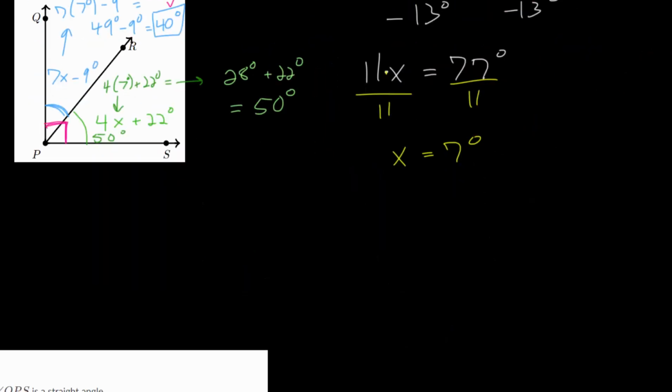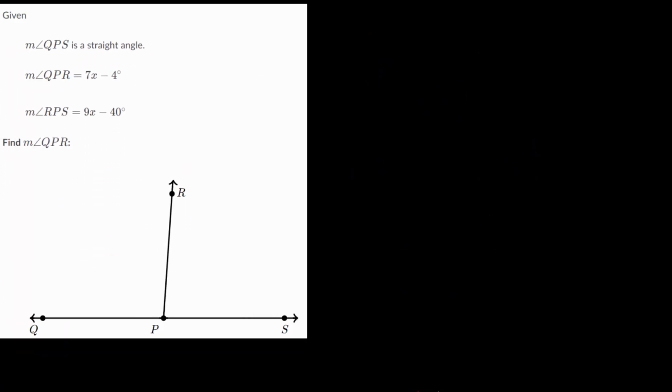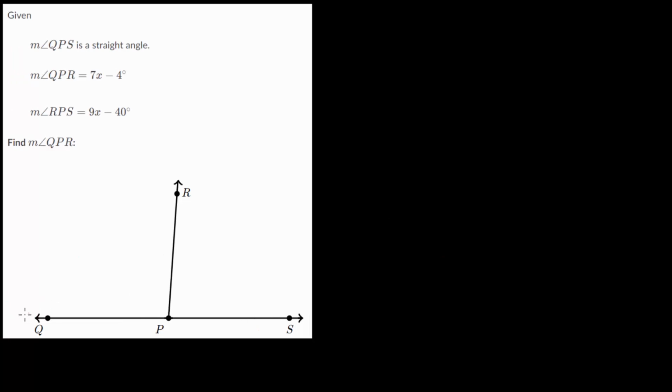And let's do one more of these problems. So for this problem, we're given a straight line that has this line intersecting it. We're told the measure of QPS is a straight angle. So QPS, this angle here, is a straight angle, or basically they mean it's the angle of a line. So it's a 180-degree angle.